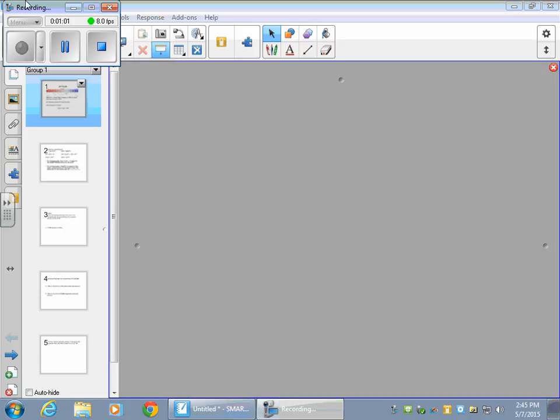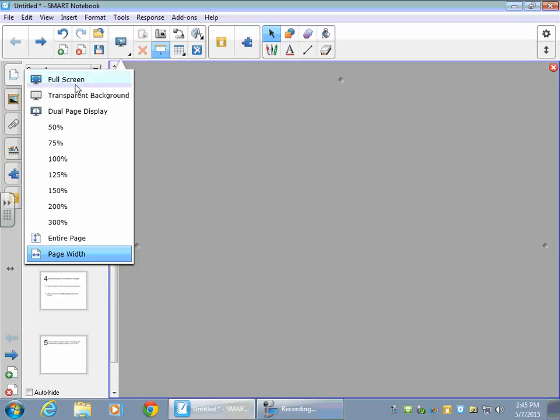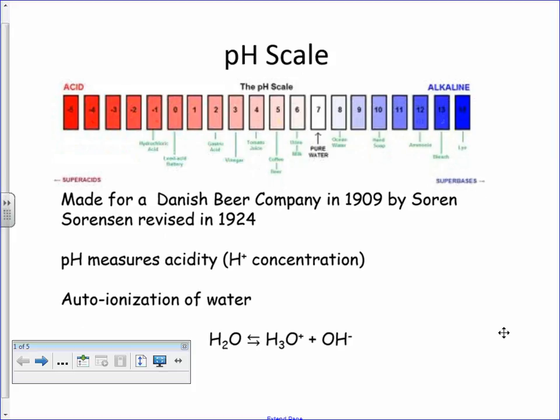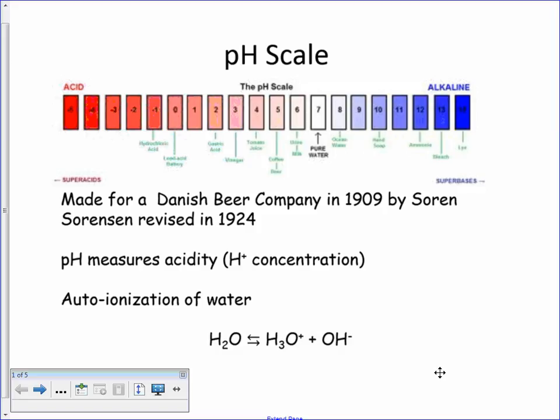So let's get into a little bit about the pH scale. You've probably heard the word pH before. The pH scale was just developed by a beer company. They wanted to have a little bit of consistency in their product, so they asked someone to develop this pH scale for them.